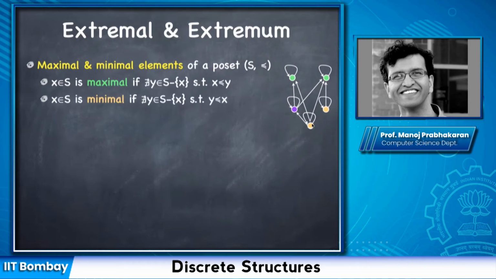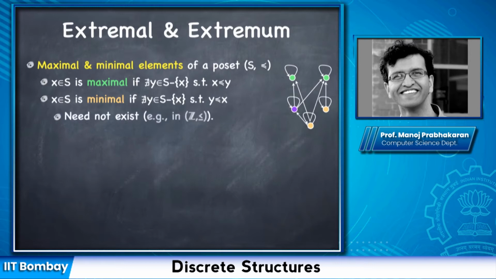So note that they are of course being reflexive related to themselves. So that's why I excluded the element itself when requiring this condition that there is no Y such that Y is less than or equal to X. So there's no other Y such that Y is less than or equal to X. That's when X is called a minimal element.